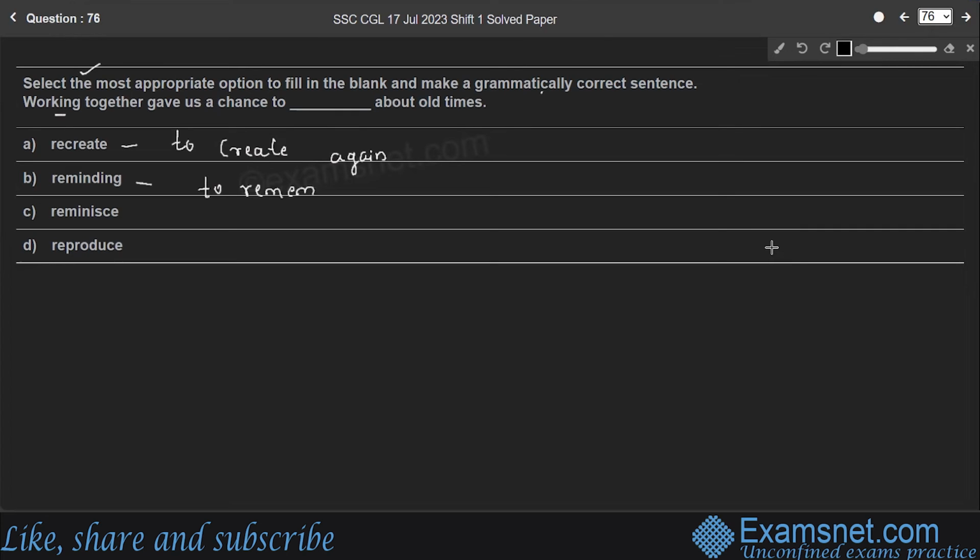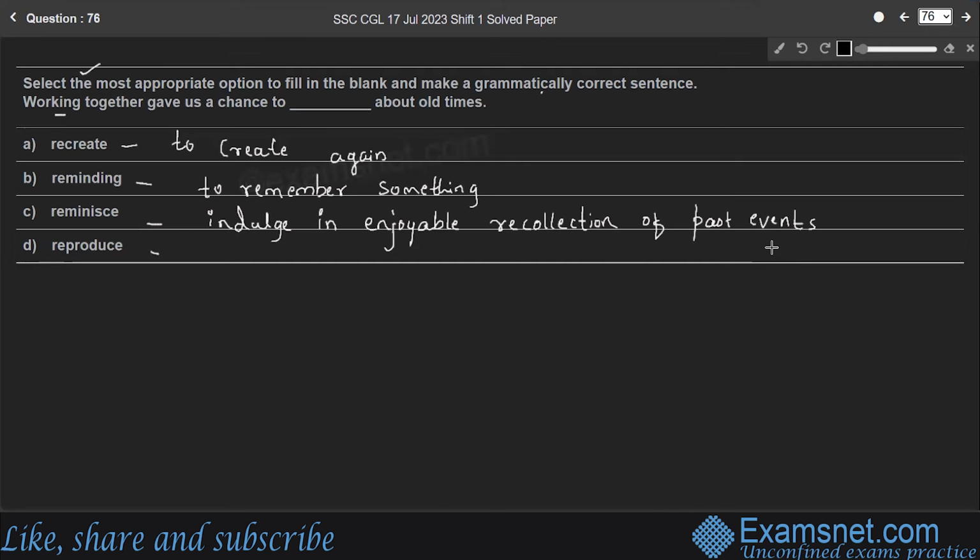Reminding means to cause to remember someone or something. So here the third word, reminisce. Reminisce means indulge in enjoyable recollection of past events. Past events is called reminisce. Whereas reproduce means produce a copy of.